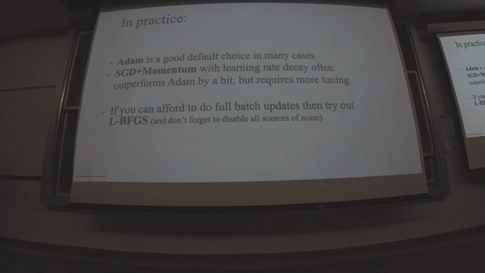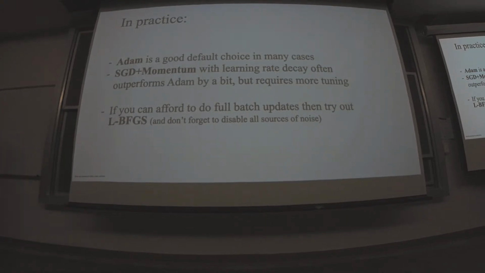So again, in practice, people use Adam. That's almost always a starting point, and then when they really want more performance, you might go to stochastic gradient descent plus momentum. You're just going to take some time to tune it.